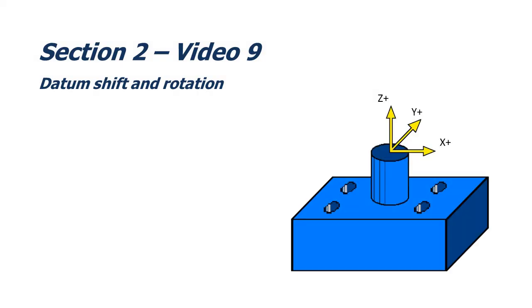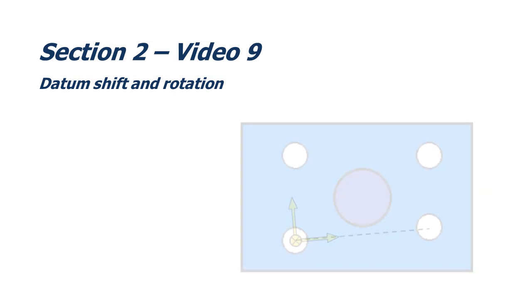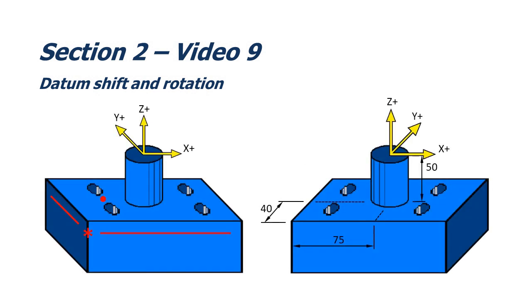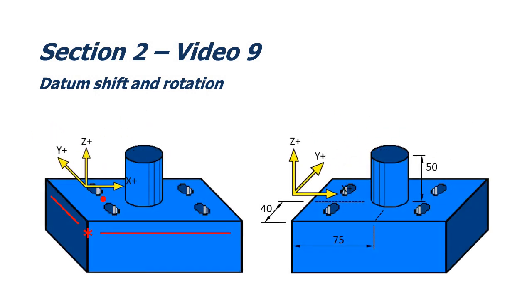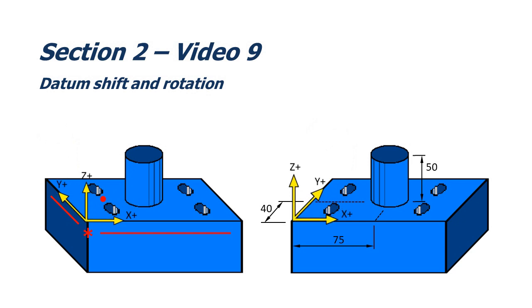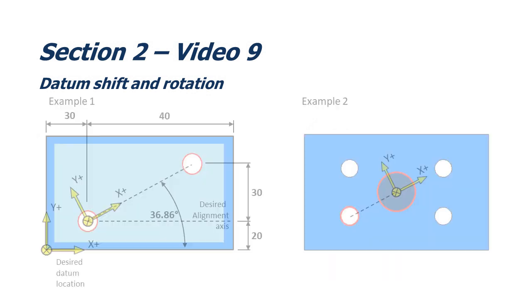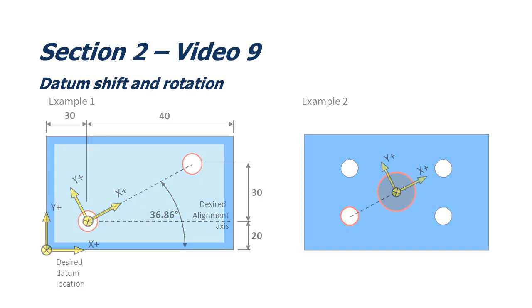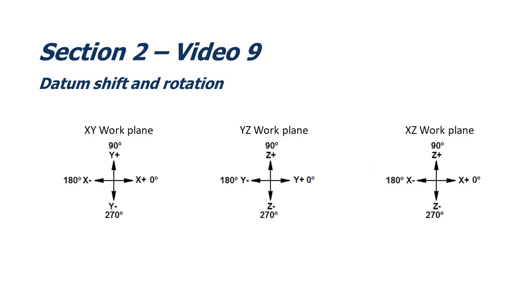In this video, we'll take a look at how an alignment is modified by a datum shift or a datum rotation. We'll look at the different methods of applying those modifications, including using theoretical and measured data and why they may be required. We'll look at 2 different examples of applying alignment modifications and then summarise the lesson. Finally, we'll look at how angular directions are defined for each work plane.